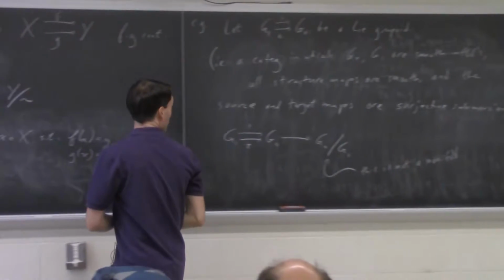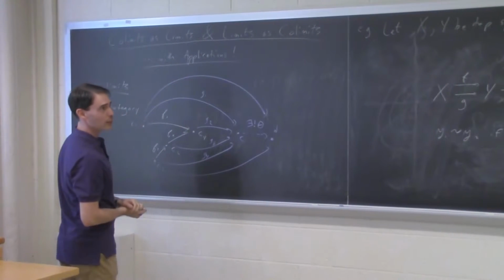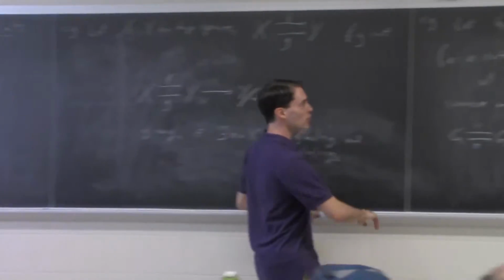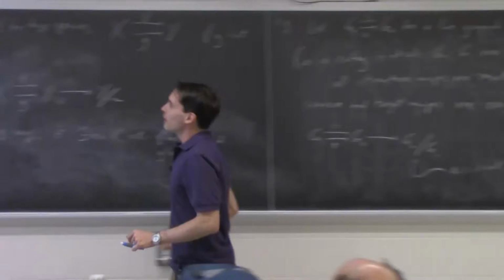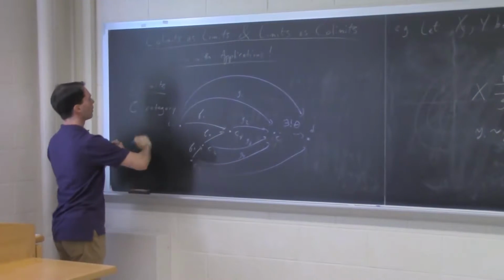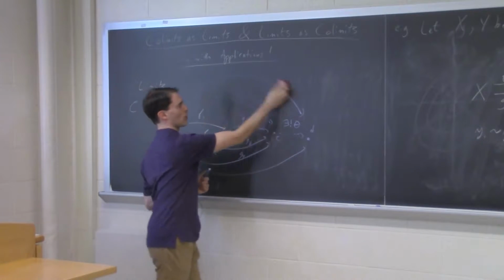So I just want to quickly define limits. I could define it over here, just to be efficient. A limit is essentially the same definition. You start with a category. I'll erase all the purple stuff.